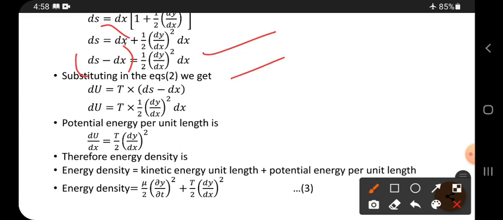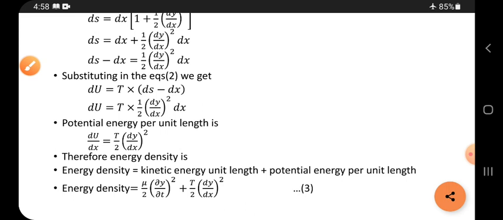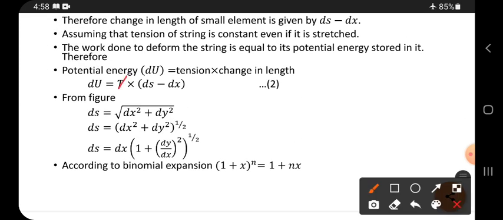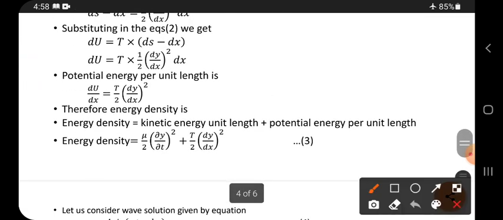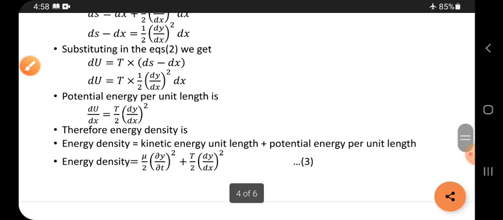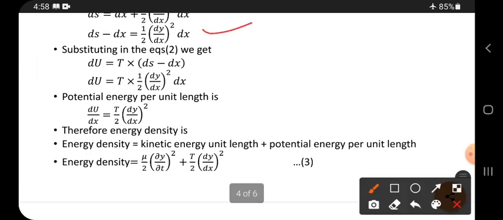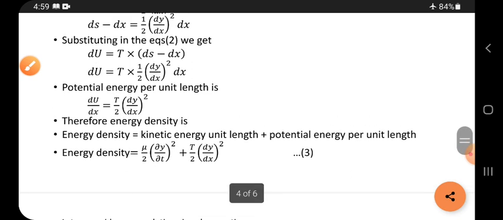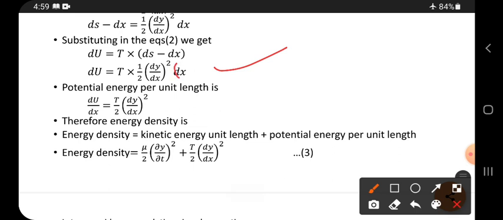Now we get dU is equal to, so I'm substituting this in equation 2. What is equation 2? This equation is of force T into (ds minus dx). So we already got ds minus dx, and it is replaced by this one. Now bring dx to this side, so this is the potential energy. Now bring the dx this side, it gives the potential energy per unit length.